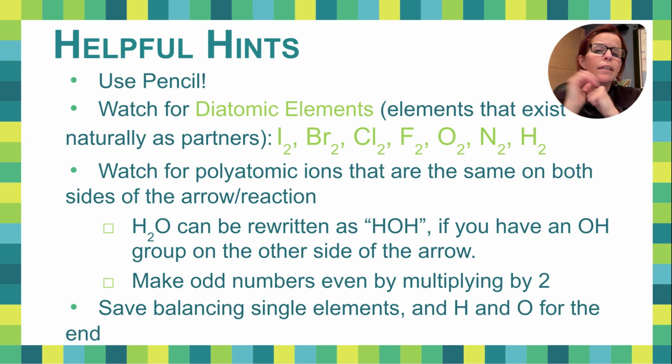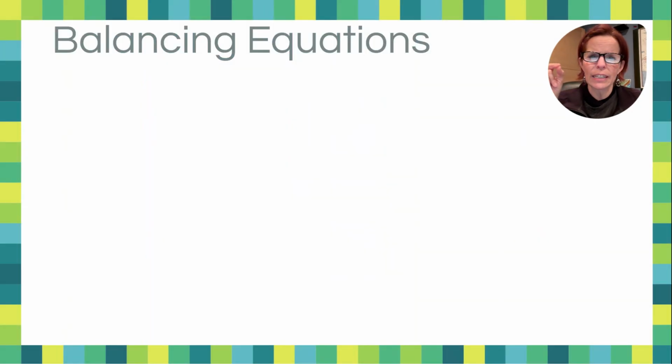And then finally, if you just have a single element like copper all by itself, balance that at the very end. Don't try to balance that at the beginning. Wait till the very end. Save also hydrogen and oxygen for the end when you're balancing. Balance other things first and then do the hydrogens and the oxygen. They're often kind of tricky.